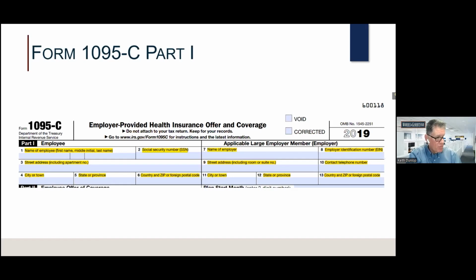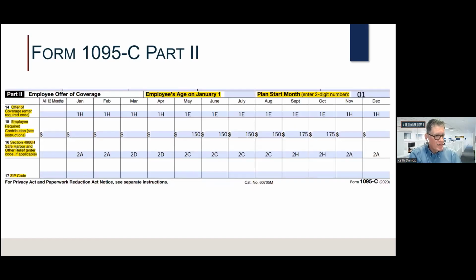The first part of the form, we're going to blow through this, super straightforward: employee name, social, company name, tax ID. Here's what a completed 1095-C would look like. This is an accurate form. We're going to spend the rest of this webinar going through what these codes mean and what the code combinations are, and which combinations make sense and which combinations don't make sense. This is a valid form.